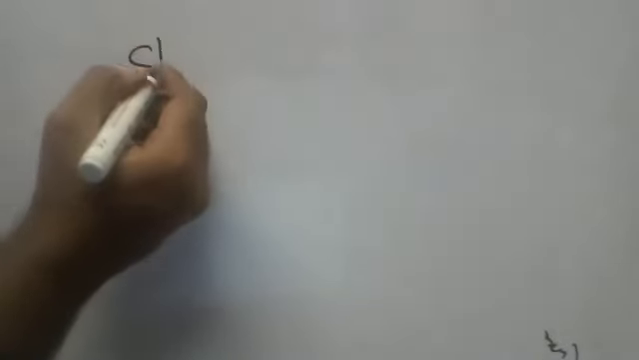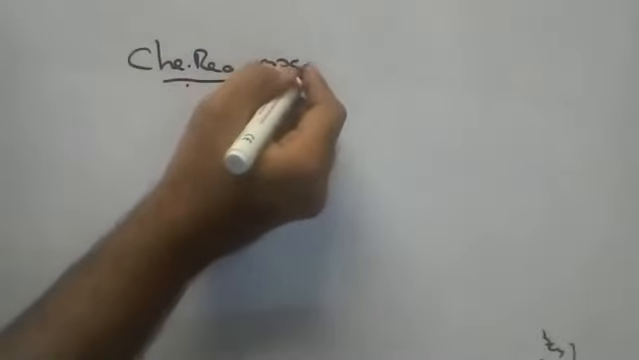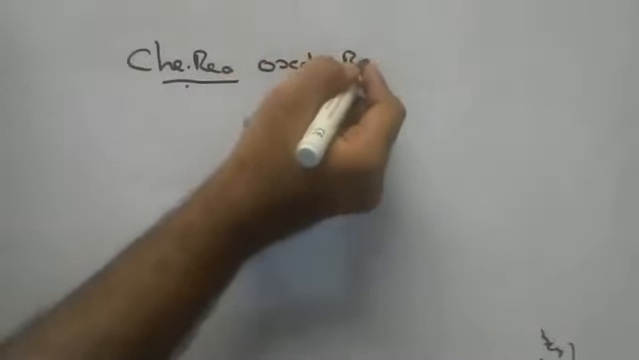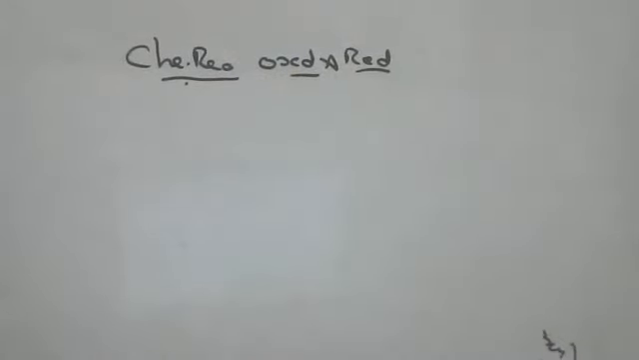So today we will discuss, in chemical reactions, oxidation and reduction: differences and examples. Differences and examples we will discuss. Okay, so please see here, children.